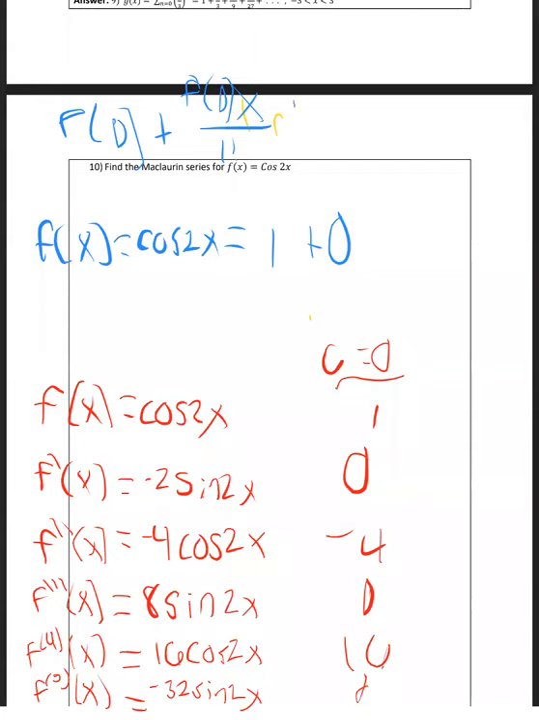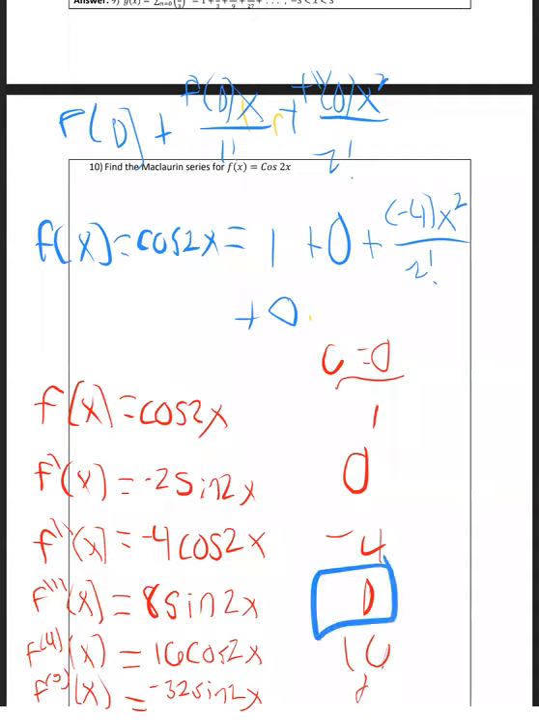The next one, f double prime of 0, x squared all over 2 factorial. So f double prime of 0 is negative 4 x squared over 2 factorial. And so on and so forth. The next one would be 0 again because that's a 0. The next one, you'd plug in 16 x to the 4th over 4 factorial, and then you just keep going.